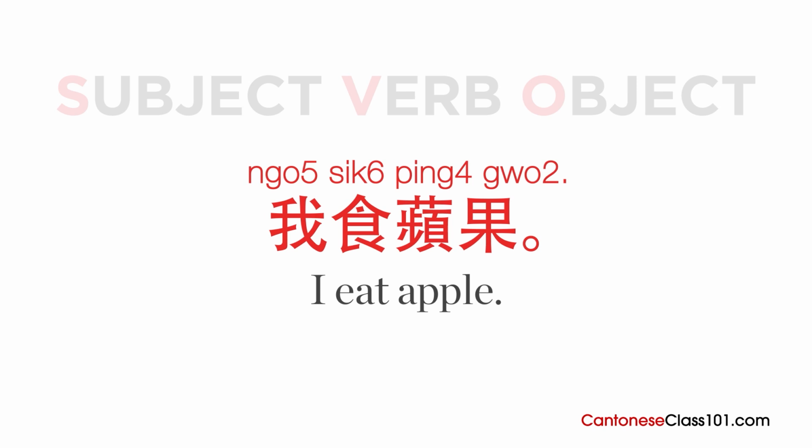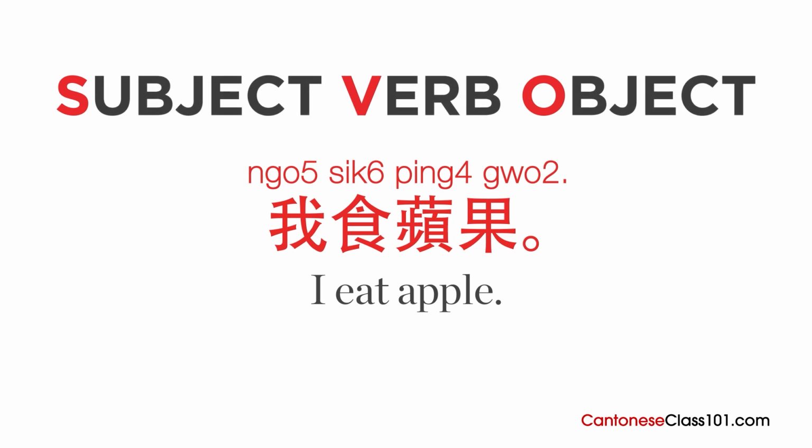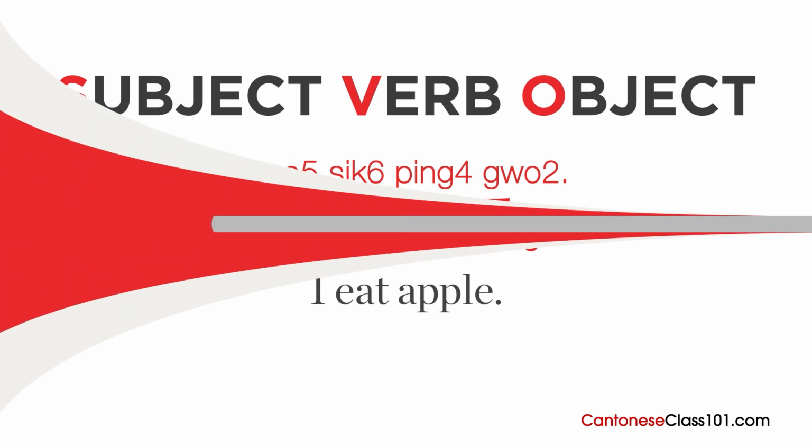The word order for Cantonese is SVO, the same as English, easy. Right, and this is the basic word order for sentences in Cantonese. Okay, let's move on to the next section.